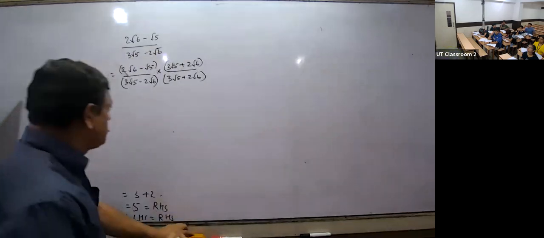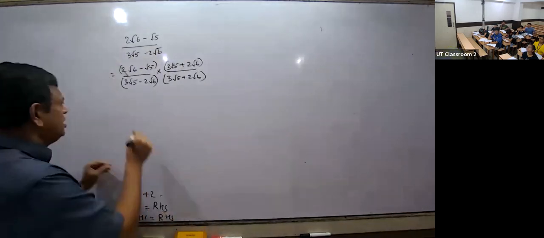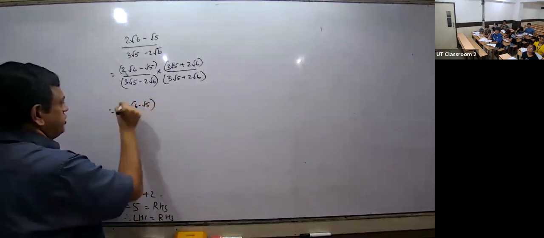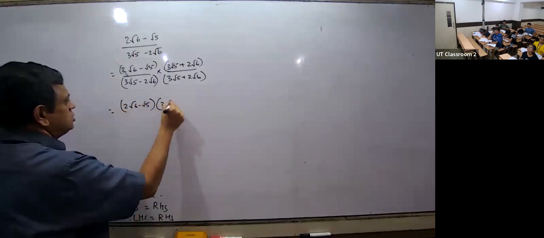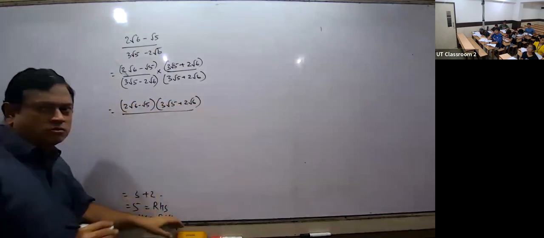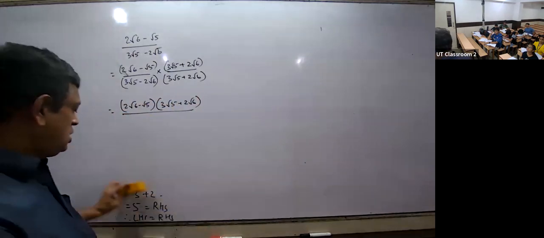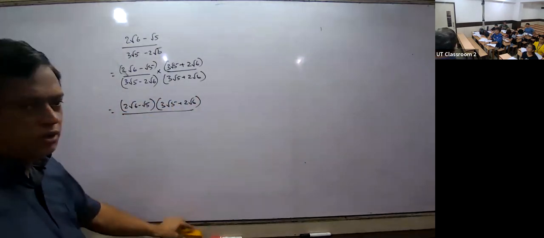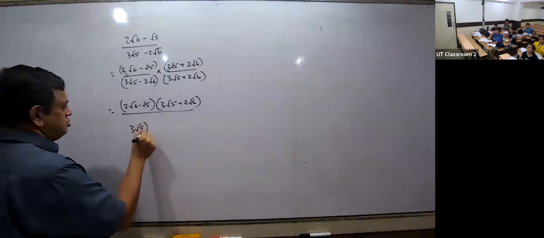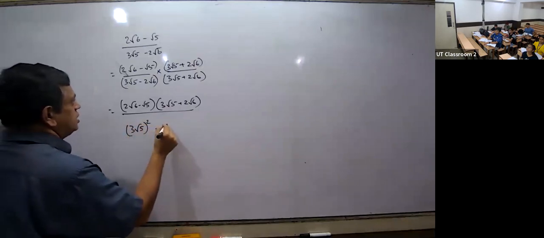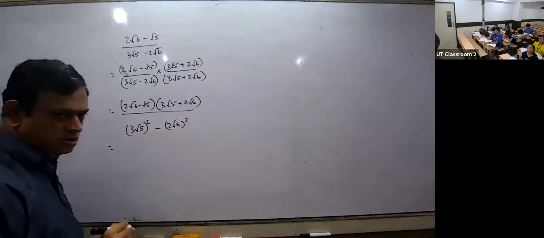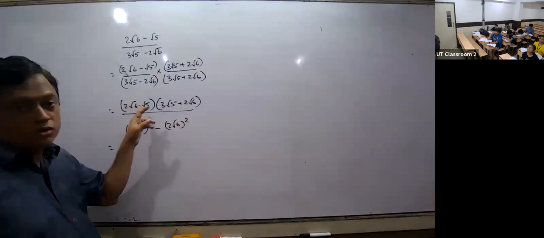After that, you multiply. The numerator is 2 root 6 minus root 5 multiplied by 3 root 5 plus 2 root 6. The denominator is of the form a minus b into a plus b. What is a minus b into a plus b? It means a square minus b square, so 3 root 5 whole square minus 2 root 6 whole square. Hope all of you followed. Okay, this we have to multiply.